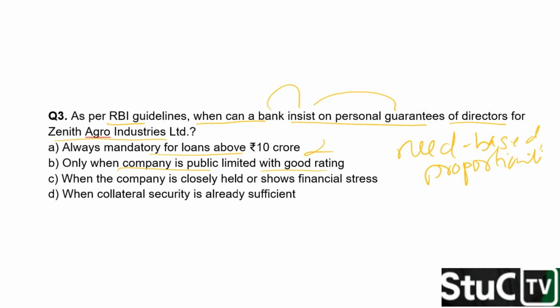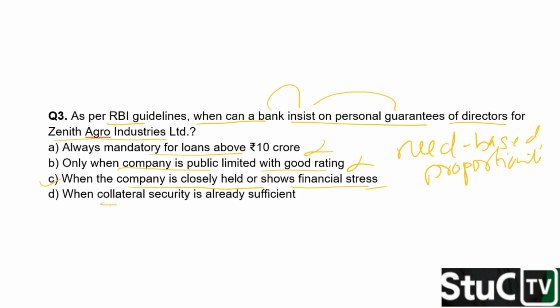Okay, so the second option is also definitely wrong. When the company is closely held or shows financial stress, yes, this is definitely right, because RBI says that if the company is held within a private small group, which is closely held, and there is also financial stress, history of loan default, then banks can definitely ask for personal guarantee. This is true as per RBI guideline.